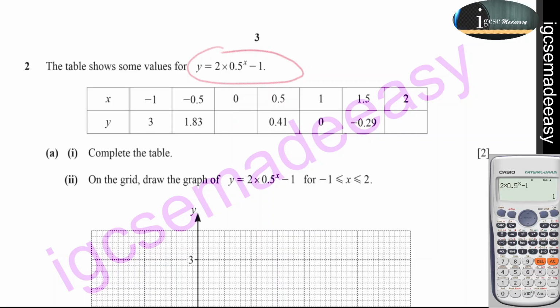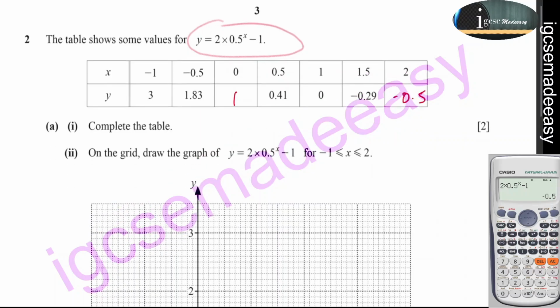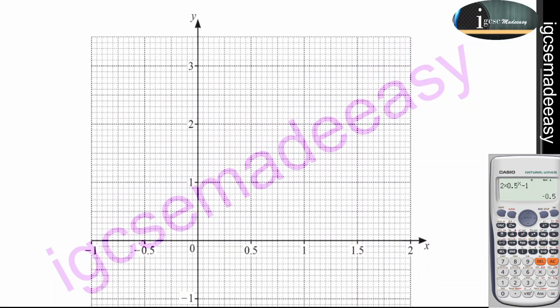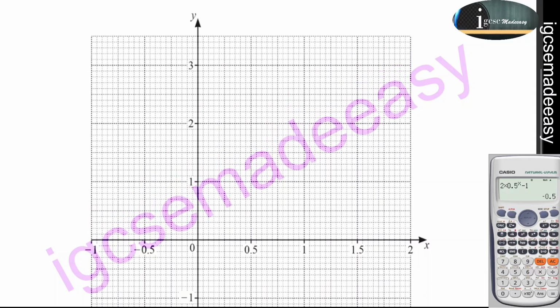So let me change the color. 1 is the answer. Then, pressing the calc key again and inserting the value of 2, I'll get the answer minus 0.5, which I have to write. Once you're done with the table, on the grid, draw the graph using the table values.